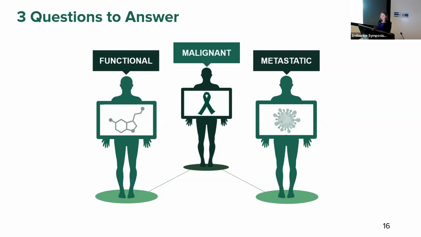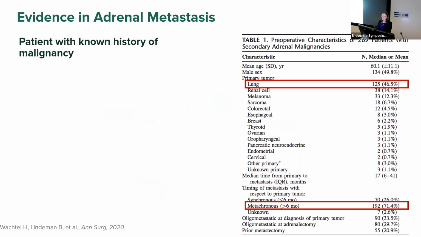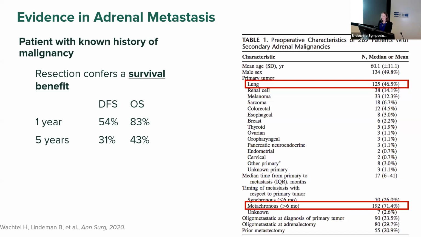Okay, our next question to talk about is adrenal metastatic disease. So I had the privilege of being part of this study group led by my colleague at the University of Pennsylvania and looked at patients with known history of malignancy. You can see that the majority of those patients had a non-small cell lung cancer as their primary tumor, and the majority had metachronous disease. So they've been at least 6 months since their initial diagnosis.